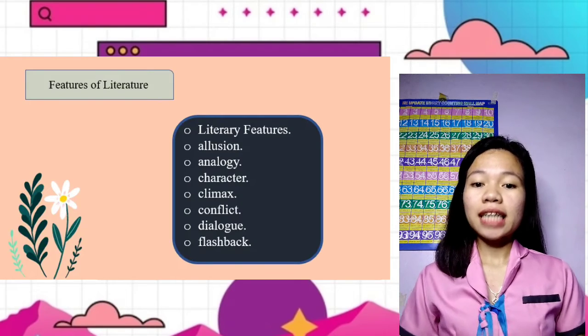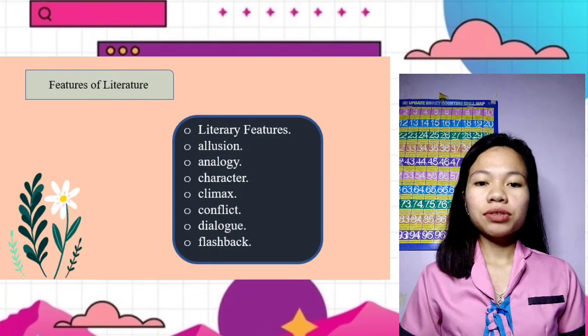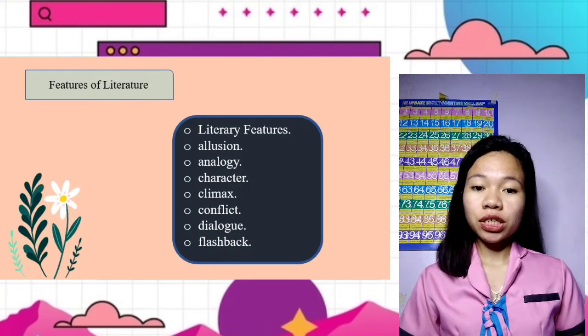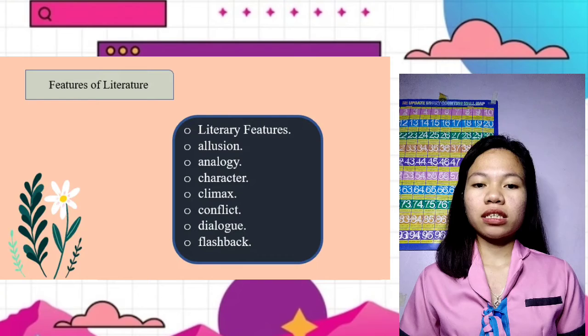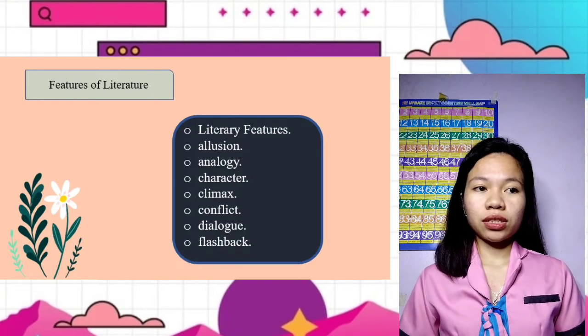Good morning everyone, I am Geneva Pales. So this is the continuation of Gilruth's report. My assigned topic is all about the features of literature and the qualities of literature. There are 7 features of literature.